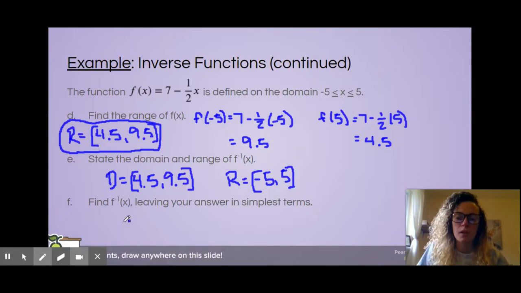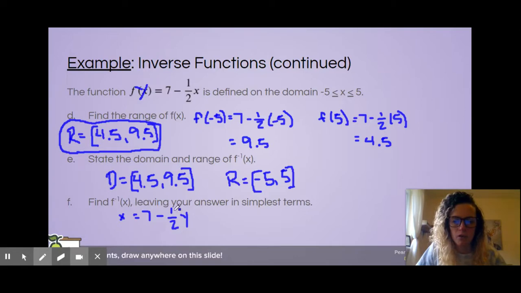For part F, we're being asked to find the inverse itself, leaving our answer in simplest terms. We mentioned last week that to find the inverse algebraically, you take x and y and switch them, and then you just re-solve for y. So that's what we're going to do. I have my original function up here at the top, remembering that f of x is the same thing as y. So I'm going to interchange x and y. So I have x equals 7 minus 1/2 y.